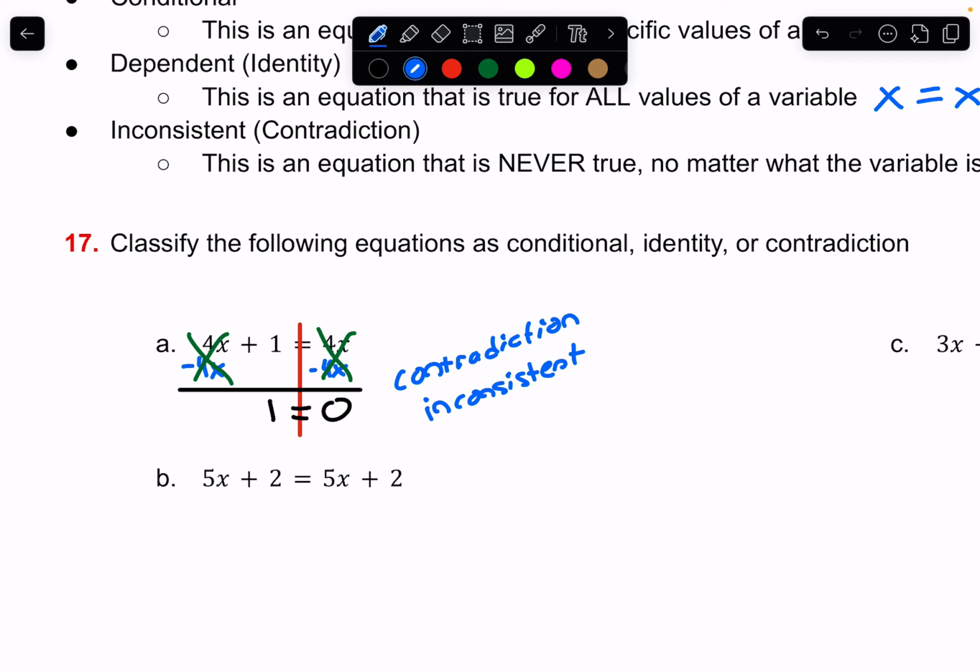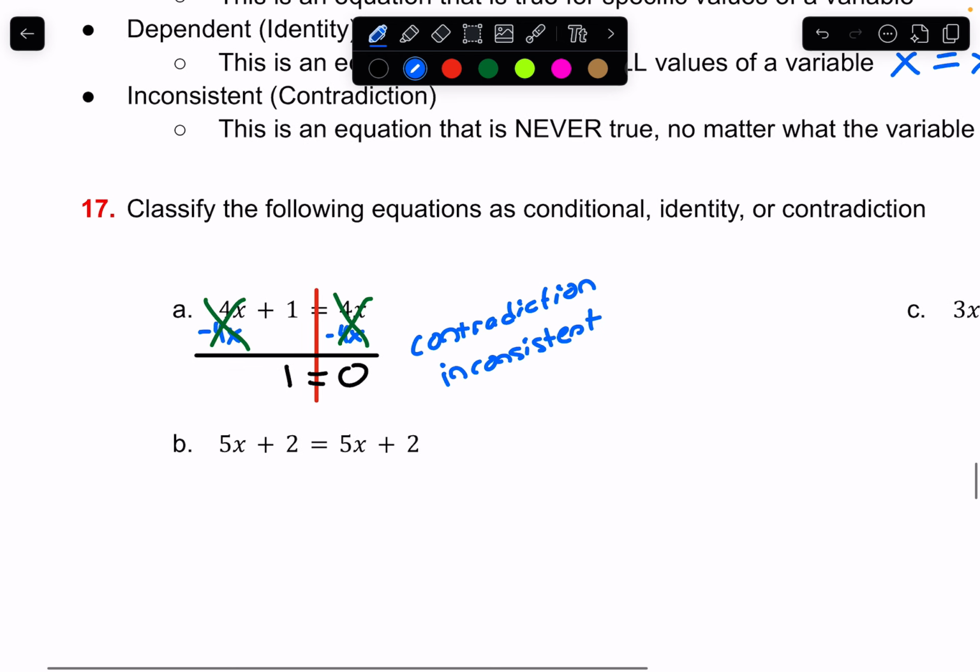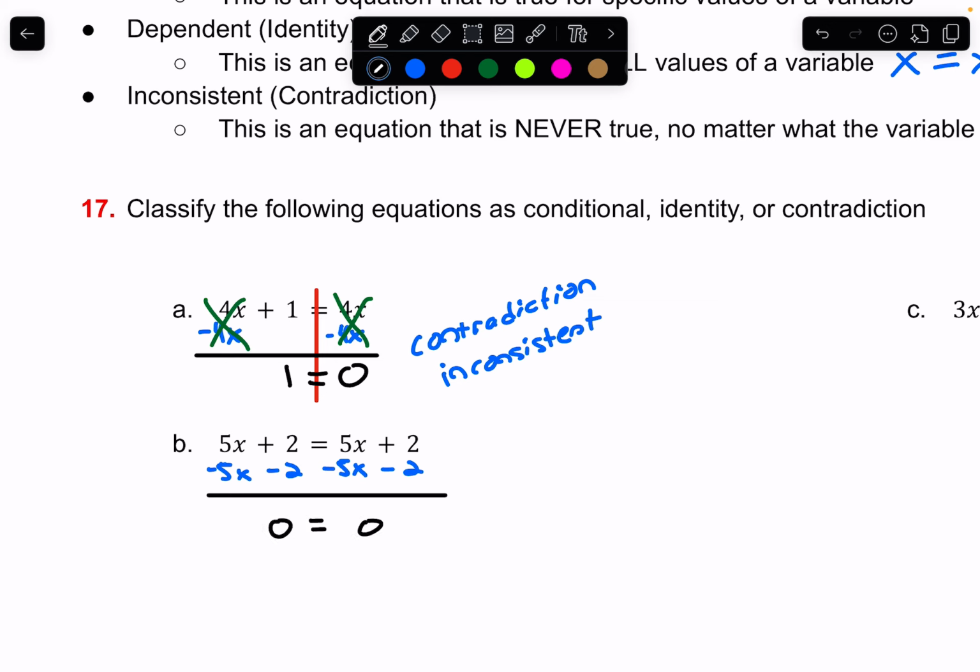Same thing. All right, part B, 5x plus 2 equals 5x plus 2. Notice these are the same. So if I subtract 5x plus 2 from both sides, I'm going to get 0 equals 0, which is still the same. Let's go ahead and show those steps real quick. If I subtract 5x and subtract 2 from both sides, therefore trying to cancel out everything here, I'm going to get that 0 on the left is equal to 0 on the right.